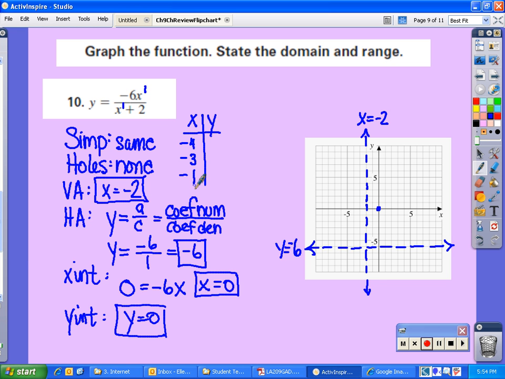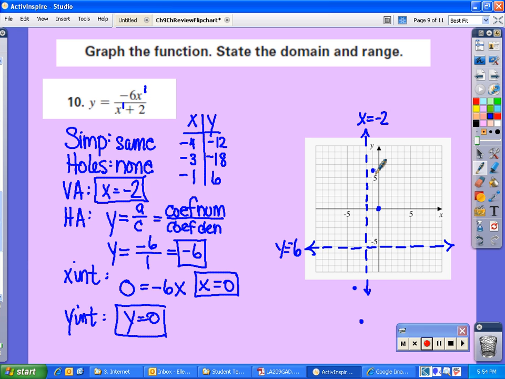If I plug in -4 for x, I get -12 for y. If I plug in -3 for x, I get -18 for y. And if I plug in -1, I get +6. Let's plot those points. -4, -12. That's 5, 10, 11, 12. At -3, we're even lower than that, at about -18. And at -1, we're at 6.